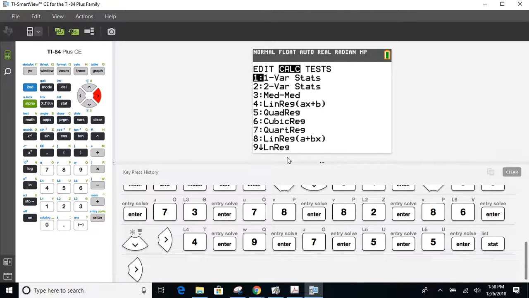There's a ton of options, most of which we will get to this unit. But if I want to find the mean and median, I'm going to stick right here at 1 var stats.